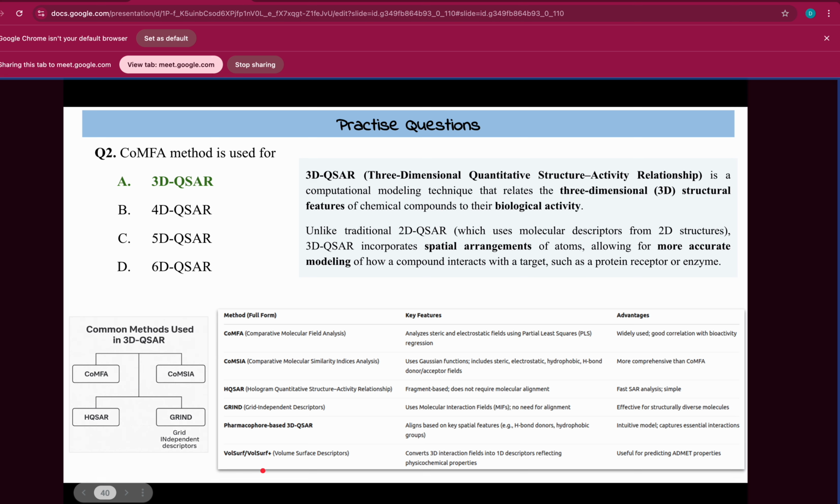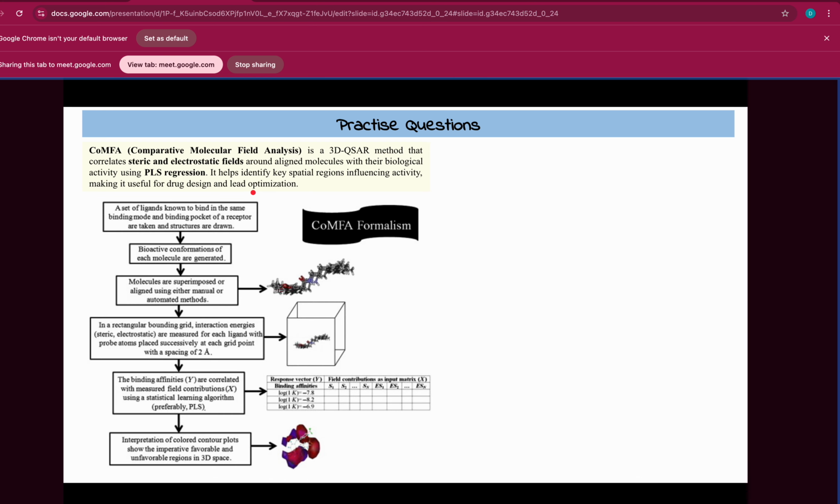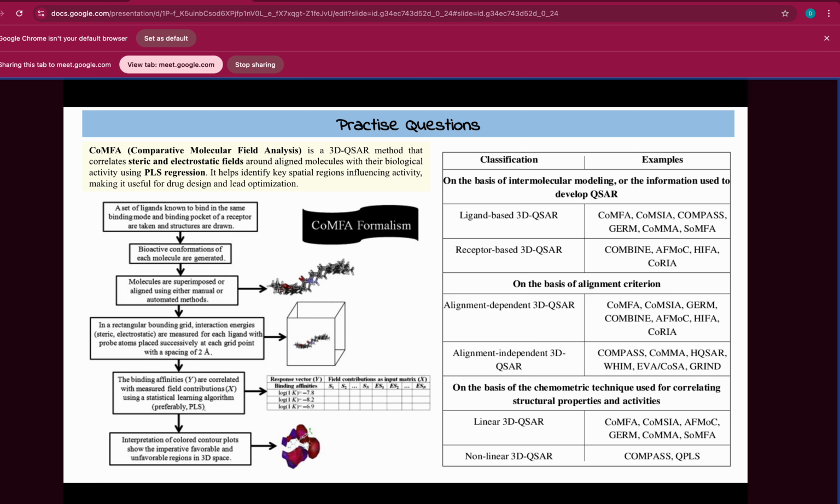There are different methods which are used in 3D QSAR, such as CoMFA, CoMSIA, HQSAR, GRIND, pharmacophore based 3D QSAR, and WALSERV, in which CoMFA is comparative molecular field analysis, and this analyzes the steric and electrostatic fields using partial least square regression, and it is widely used because it has good correlation with the bioactivity. Yeah, so the right answer was 3D QSAR. If you are interested, you can go into the detail of this method, how it calculates the structure to activity relationships, and these are some other examples based on the type of QSAR model.